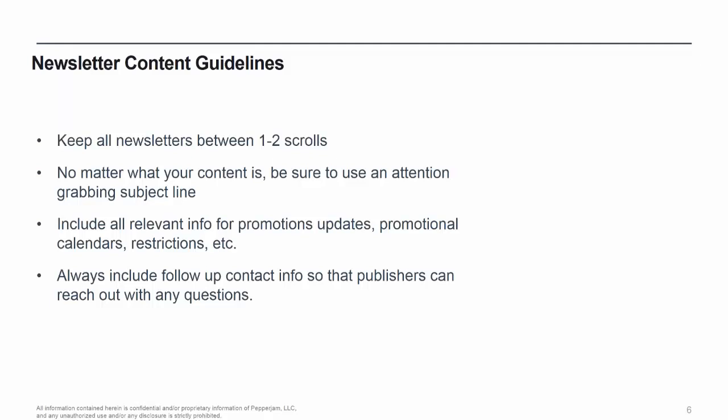So you want to include all relevant info for your promotion. So if there's certain calendar dates, maybe there's different codes that are restricted or something like that, you want to make sure you're including all of that info for publishers to use. And then always make sure that you're including any follow-up info, so that publishers that have any questions about what they might be seeing in your newsletter can always get in contact with you to discuss.